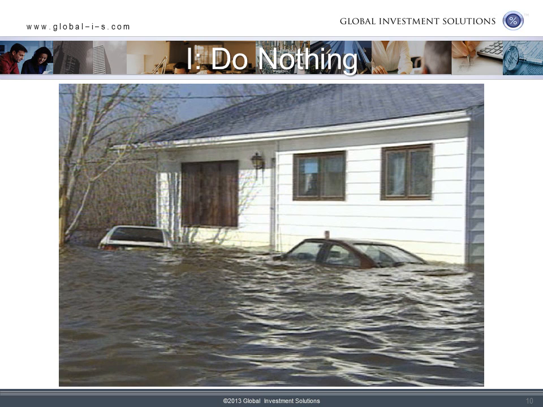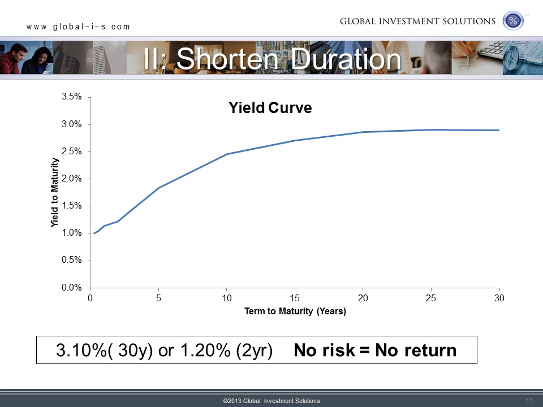So, what are options? We can shorten duration. You can see in this yield curve here that the interest rates at the short end of the curve are around 1%, and over at the long end they're around 3%. So if we shorten duration, if we come down, we give up yield. Instead of earning 3% out here, we earn 1% out here. No risk, no return. So shortening duration has its costs.